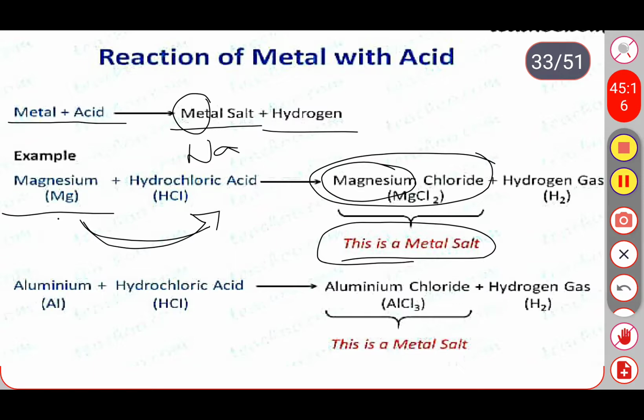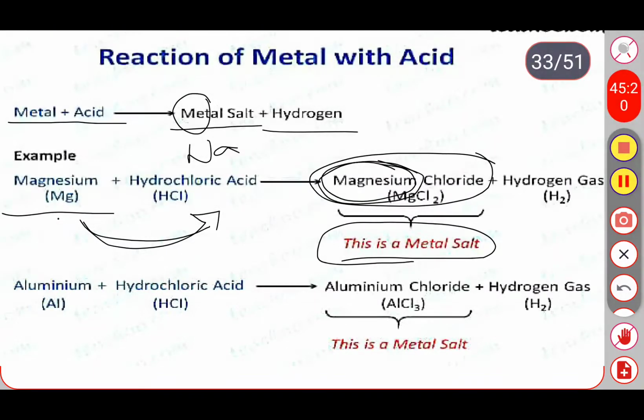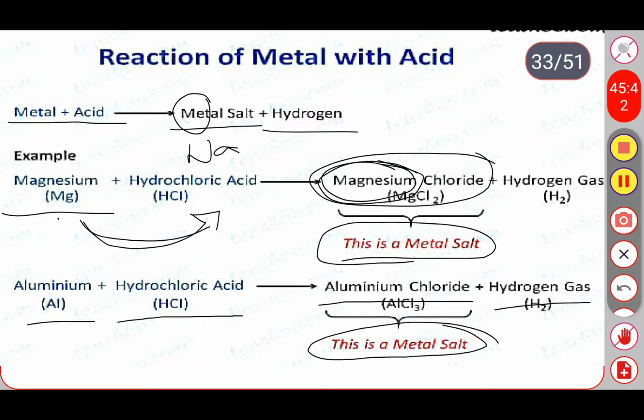Next one, aluminium. When aluminium reacts with the same HCl, hydrochloric acid, it forms aluminium chloride along with hydrogen gas. So aluminium chloride is also one type of metal salt. So when a metal reacts with acid, it always forms a metal salt, or commonly we call it salts, and hydrogen gas.